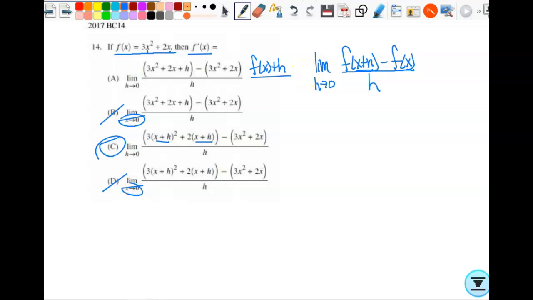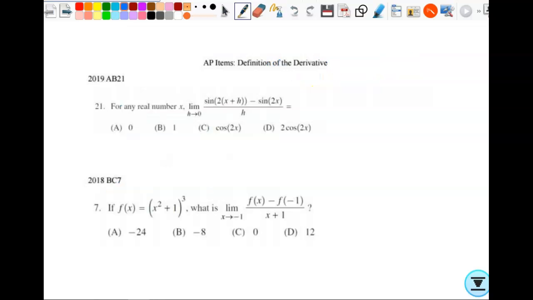Good. And then there's another one that I wanted to show you. Okay, so this is asking what it is, and we don't know how to do those yet, and that's fine. But you should be able to recognize this as the definition of the derivative, and you should be able to pull out f of x. If this is something we're taking the derivative of, what are we taking the derivative of? What is f of x? Sine of 2x.